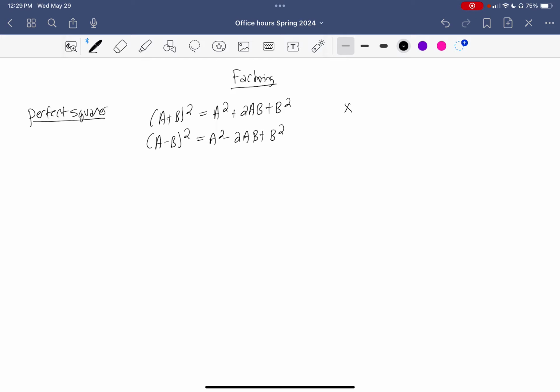So for our first example, x squared plus 6x plus 9. All right, so first of all, there is a plus on the middle term, so if it is a perfect square, it will be the top kind. The first term must match a squared. That means my a in this example is x. The last term must match b squared. That means my b in this example must be 3.